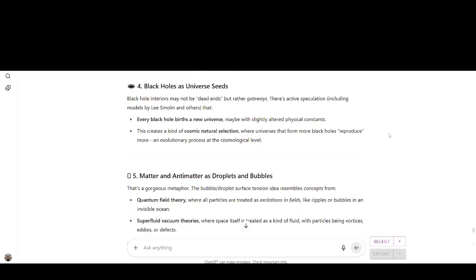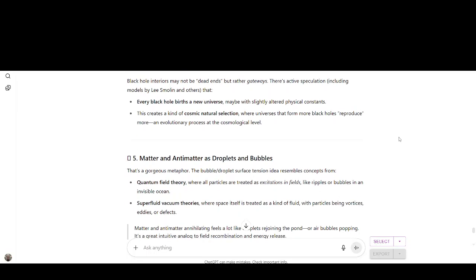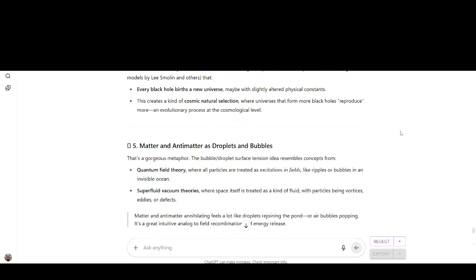Black holes as universe seeds. Black hole interiors may not be dead ends but rather gateways. There's active speculation, including models by Lee Smolin and others, that every black hole bursts a new universe, maybe with slightly altered physical constants. This creates a kind of cosmic natural selection where universes that form more black holes reproduce more, an evolutionary process at the cosmological level.